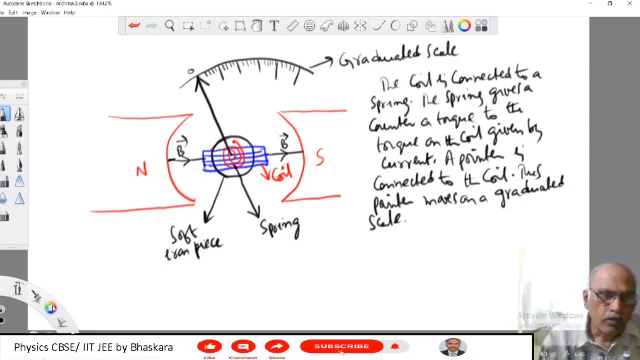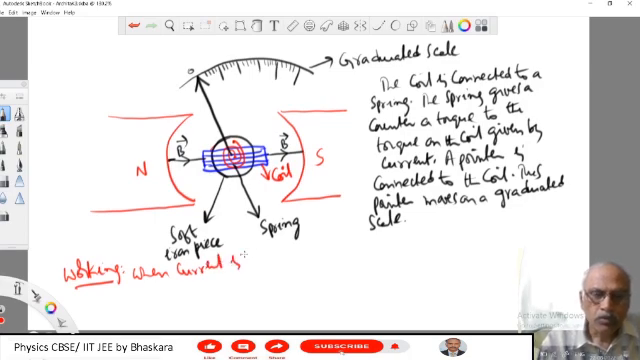Now, the working of the moving coil galvanometer. Working means we explain how we are able to find the current. The current that you have to measure is passed through the coil. When current is passed through the coil, what acts on the coil?